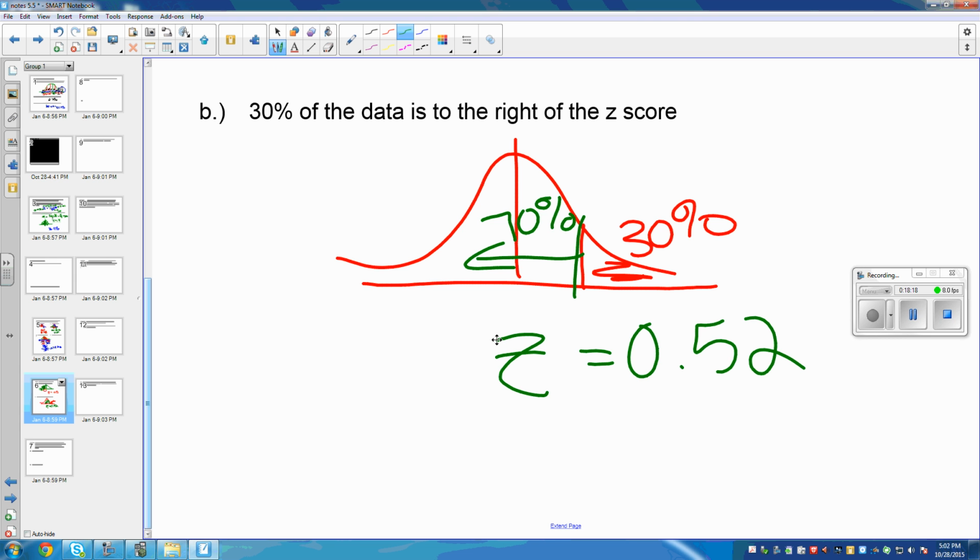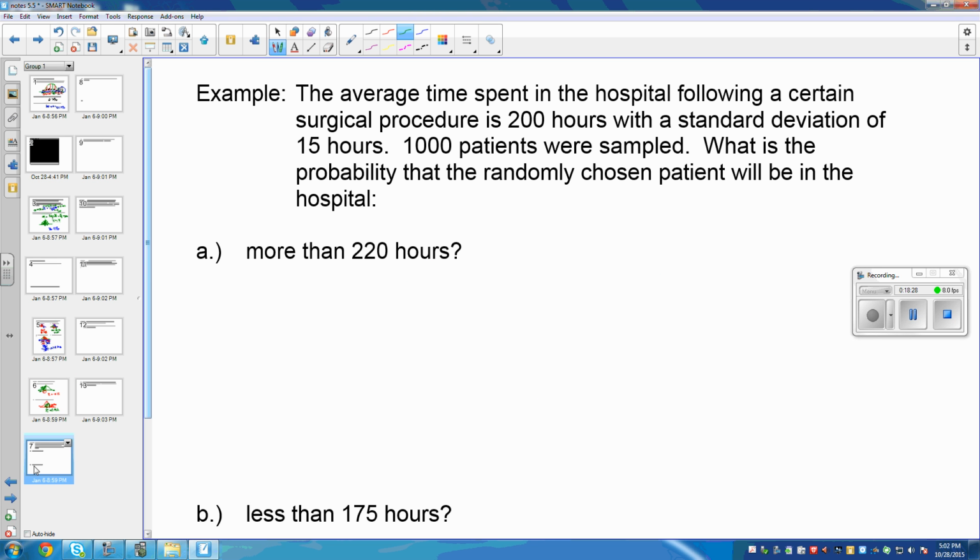The average time spent in a hospital following a certain surgical procedure is 200 hours. So average time, that's your mu, that's your x bar, with a standard deviation of 15. 1,000 patients were sampled. What is the probability that a randomly chosen patient will be in the hospital more than 220 hours? Okay, so this is your x right here. That's just your special number. 200 hours, that was your x bar or your mu, right? And this 15, that's your standard deviation, right?